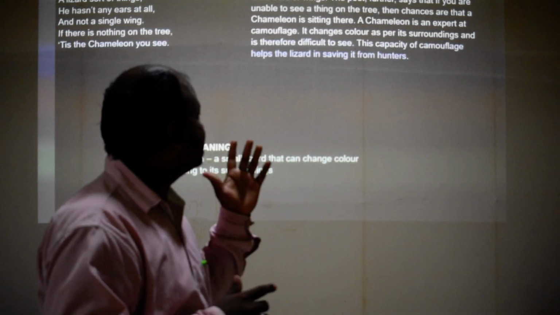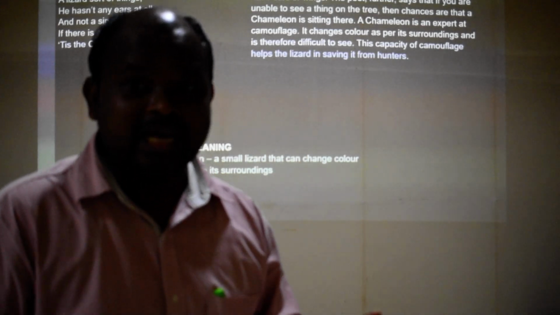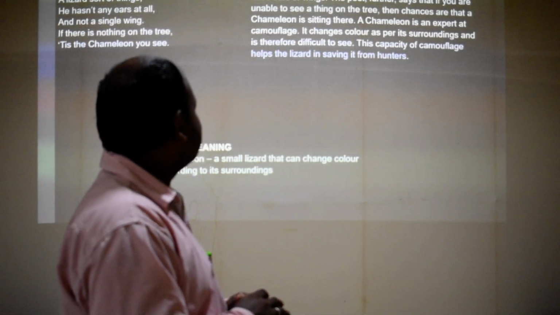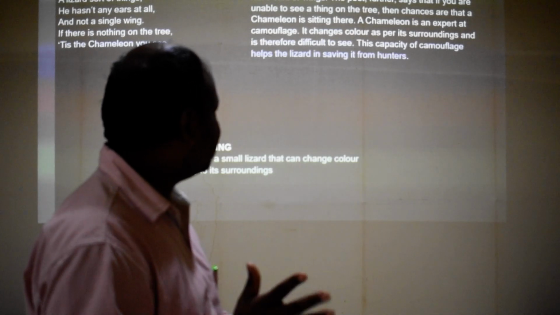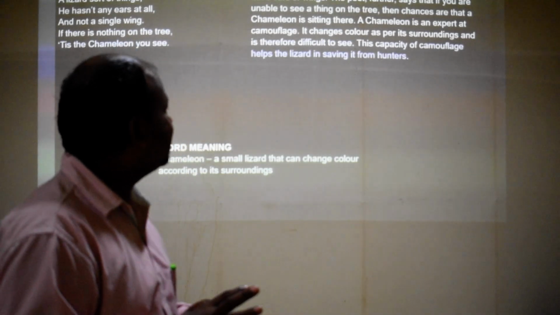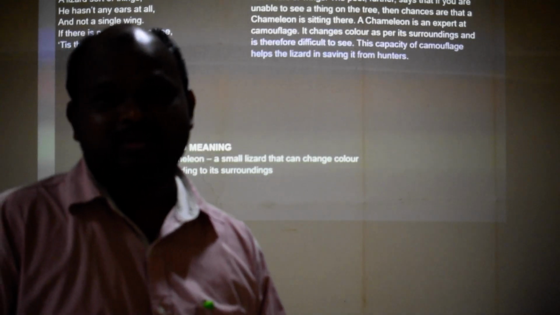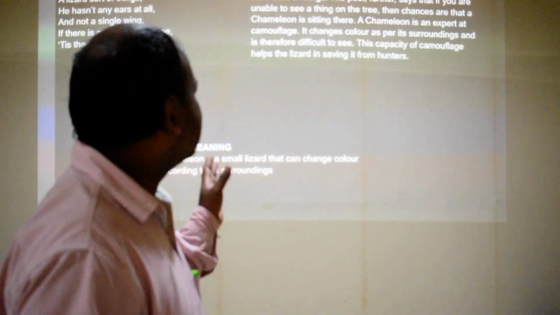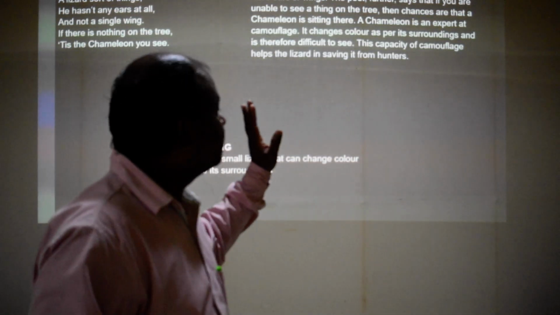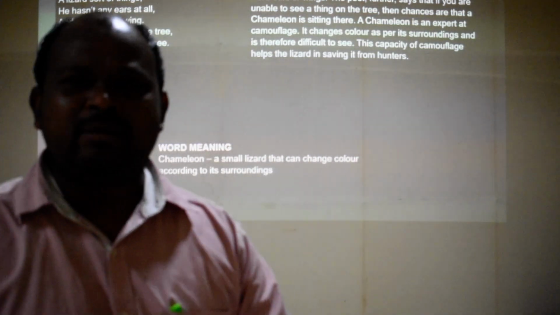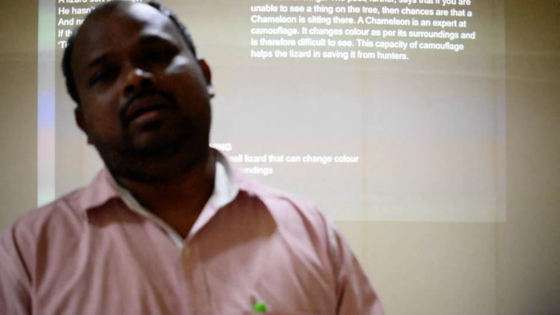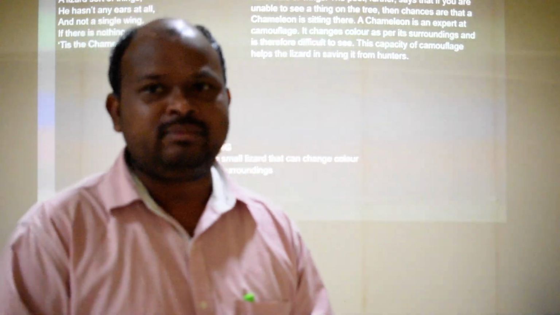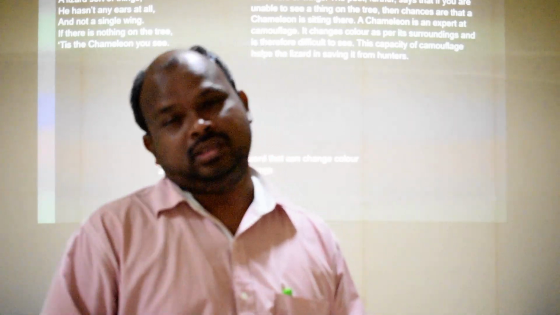He says the chameleon is a small garden lizard, as we see. It doesn't have ears or wings. The poet further says that if you are unable to see a thing on a tree, it is sure to be a chameleon, because it camouflages its color. We can see camouflage with army personnel.